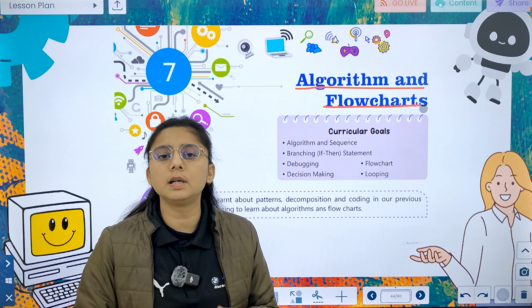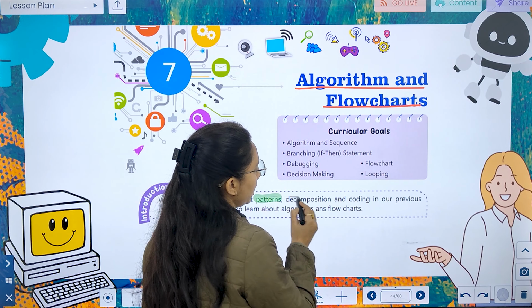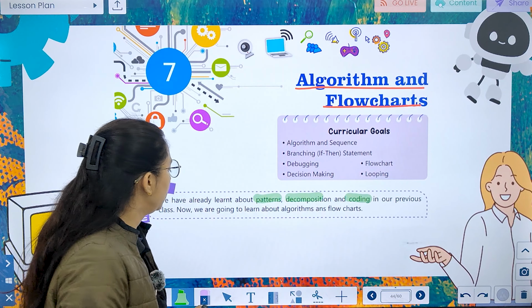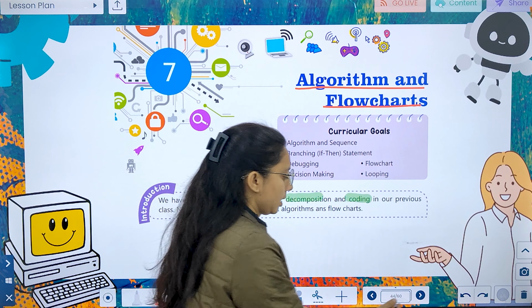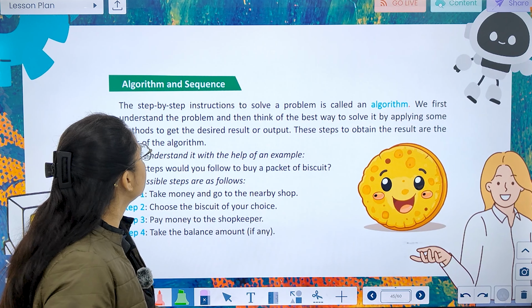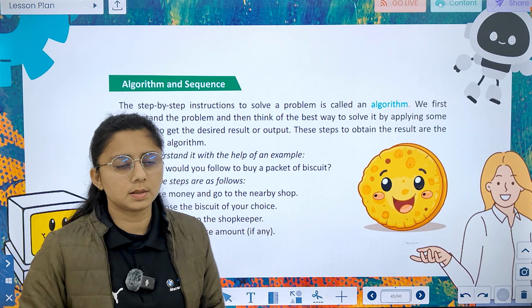We have already learned about patterns, decomposition, and coding in the previous classes. Now we will learn about the algorithm and the flowcharts. Next is algorithm and sequence.